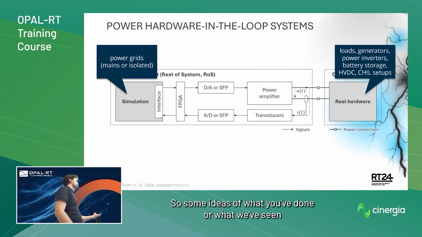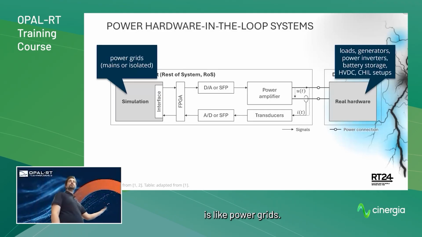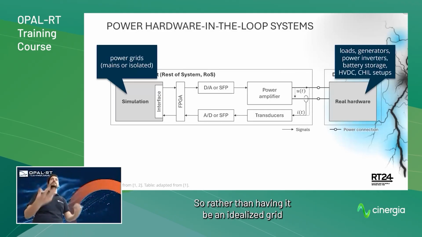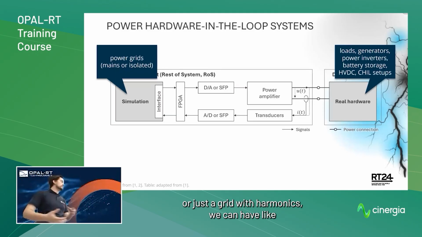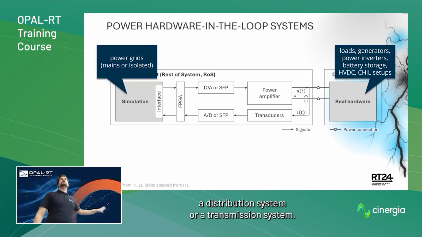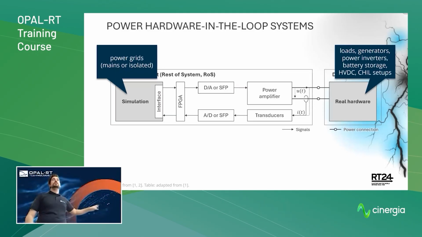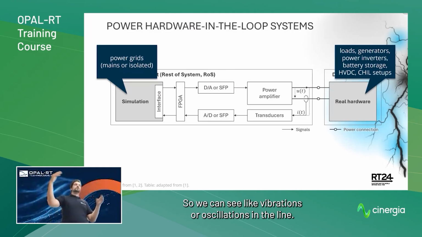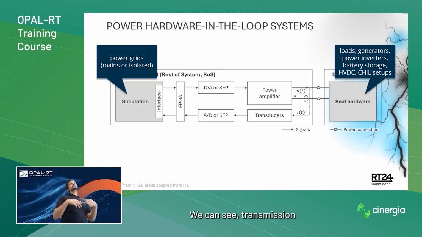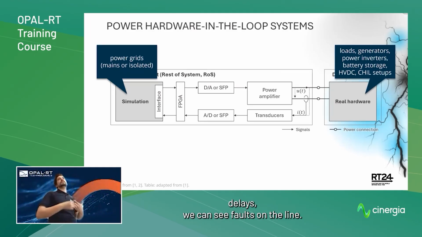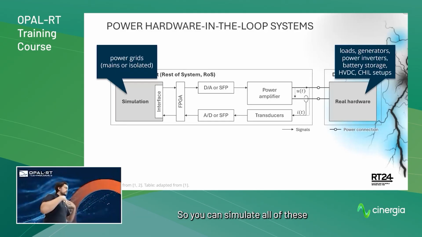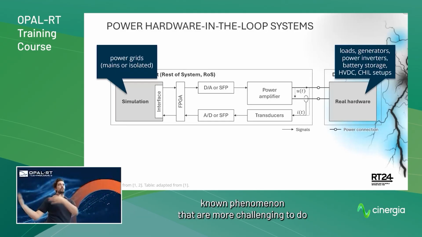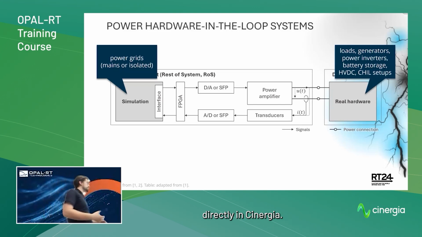So some ideas of what you've done or what we've seen is like power grids. Rather than having an idealized grid or just a grid with harmonics, we can have a distribution system or a transmission system. So we can see vibrations or oscillations in the line, transmission delays, and faults on the line. So you can simulate all of these known phenomena that are more challenging to do directly in the Cinergia.